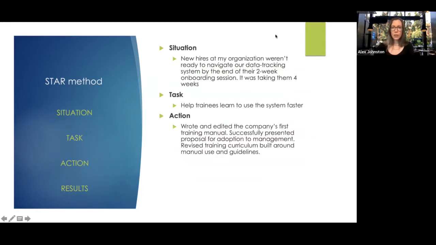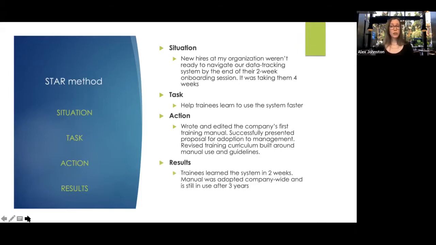The action. This person wrote and edited the company's first training manual, successfully presented proposal for adoption to management, and revised training curriculum built around manual use and guidelines. There's the action step. Results. Trainees learned the system in 2 weeks. The manual was adopted company-wide and is still in use after 3 years. Okay, so that shows the effect of this person's action. It shows some longevity. It shows a way that the company was able to save some time, save some money.